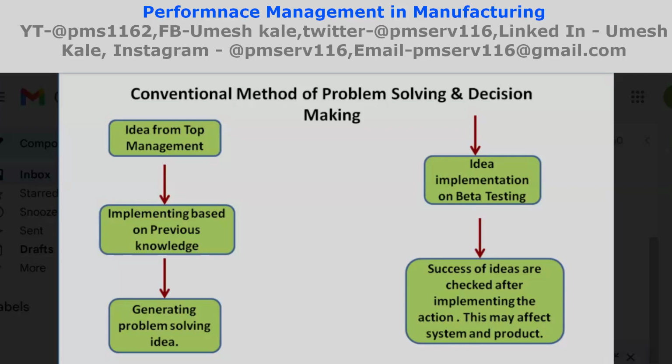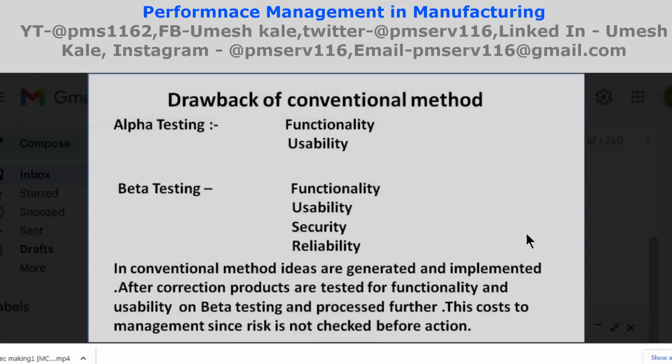Once the action is implemented, it is sometimes alpha tested or beta tested. We should initially understand the difference between alpha testing and beta testing. Alpha testing means once your production is corrected for the problem, its functionality and usability are tested, and then the product is floated to the next process. And in beta testing, functionality, usability, security and reliability are tested. So beta testing is more secure and it takes care of your cost, risk and reliability.